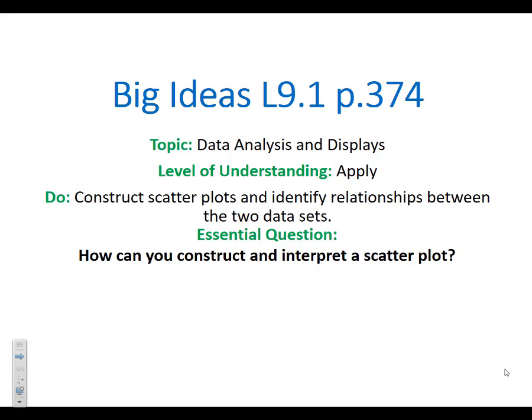Let's get started with our next unit, lesson 9.1, page 374. Unit 9, ladies and gentlemen, deals with data analysis and displays. And today we are going to apply what we learned to construct some scatter plots and identify relationships between two sets of data. Our essential question: how can you construct and interpret a scatter plot? Well, that's what we're going to do today.